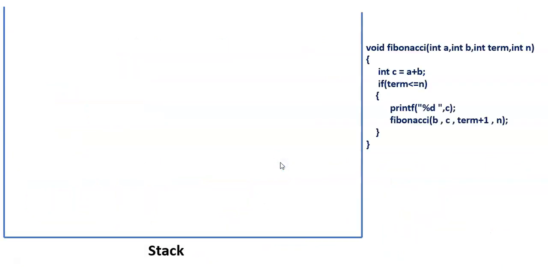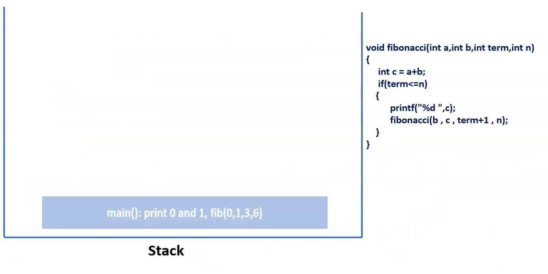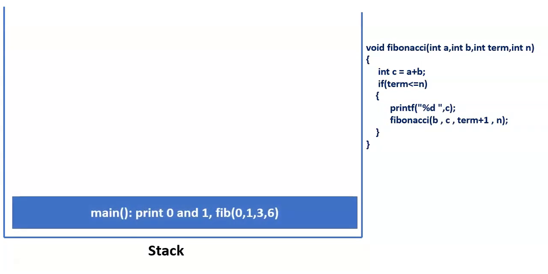Now we see the stack involvement here. Initially, assume that in the main function we have given n value 6. Then we are calling the Fibonacci function, Fibonacci of 0, 1, 3. We want to start from the third term. Why? Because 6 is greater than 2.